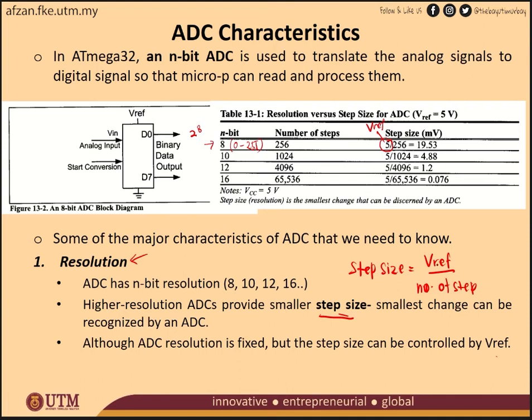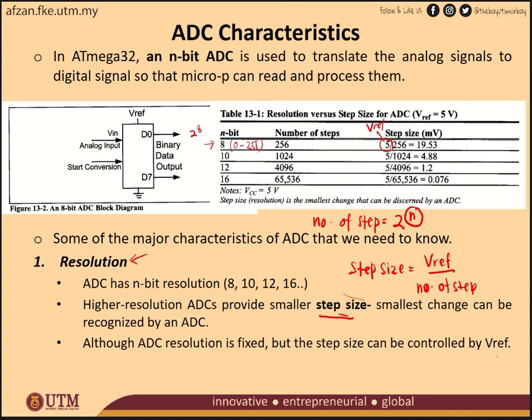Step size equals VREF divided by number of steps, in which the number of steps equals 2 power of n, in which n is your bit size, your ADC bit. If you have a 10-bit ADC, the number of steps is 1024. If you have a 12-bit ADC, the number of steps is 4096. After you apply this formula, you will get the step size.